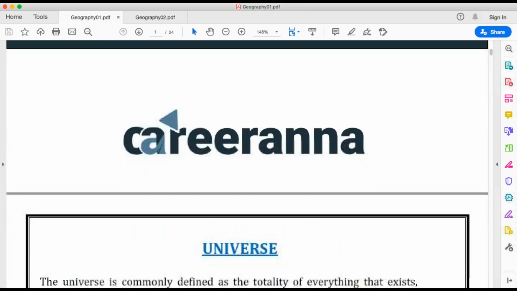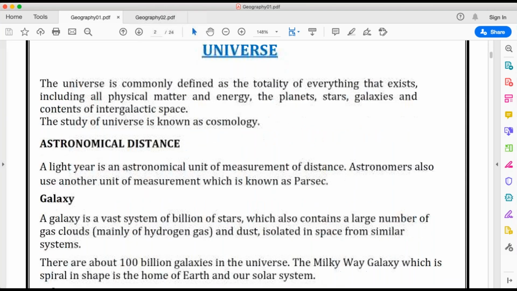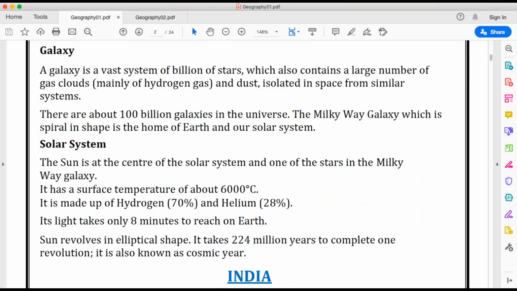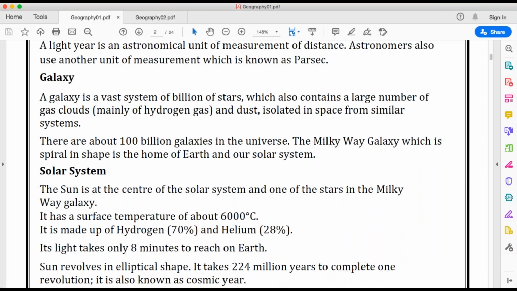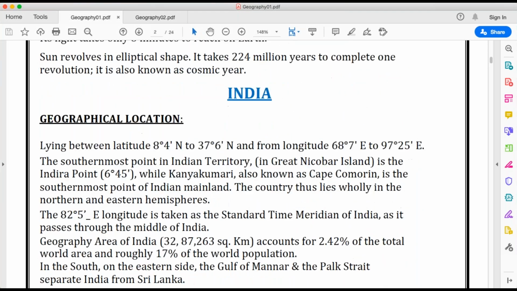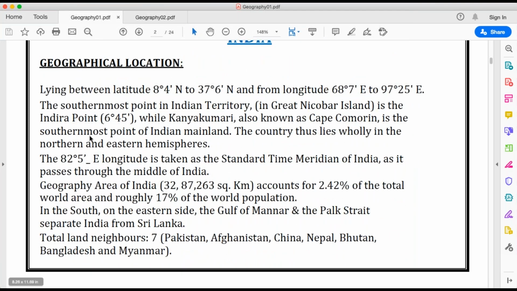Now, this part which you see of universe is what you can skip. Universe subheading is what you can skip. You do not need to worry about the universe subheading. Again, when it comes to the geographical location of India, you can skip it. You don't need to remember all these numbers. You can skip this part.